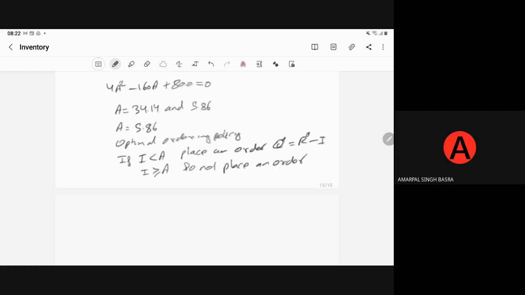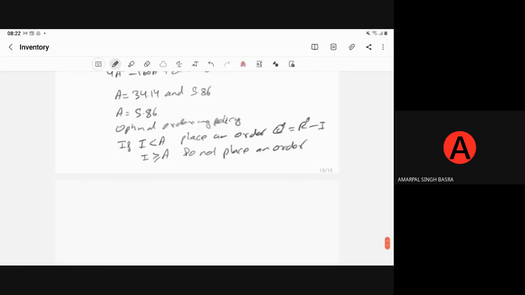So that's why in part AB, you have observed the given initial inventory is 5, which is less than 5.86. So we have placed the order of quantity R star minus 5, that is 20 units. So that's all on inventory.